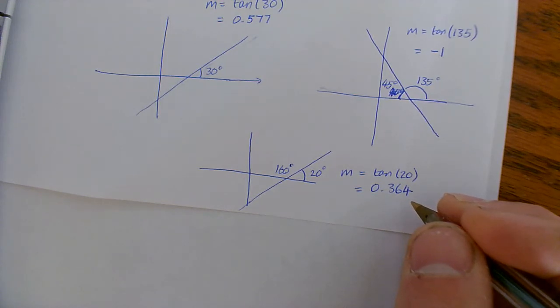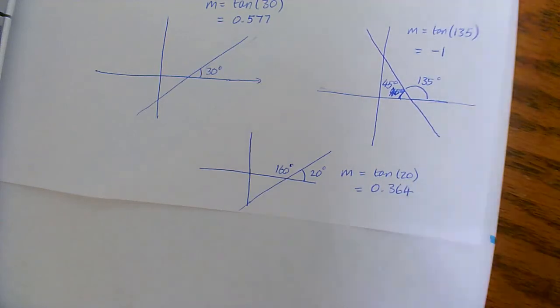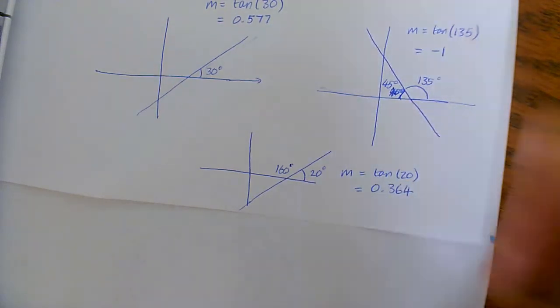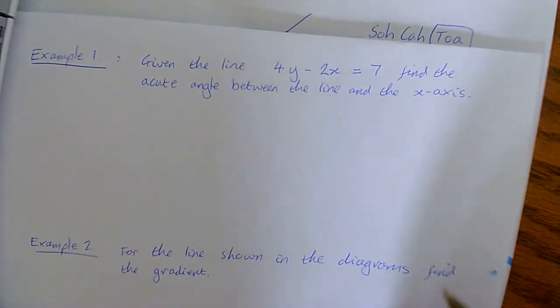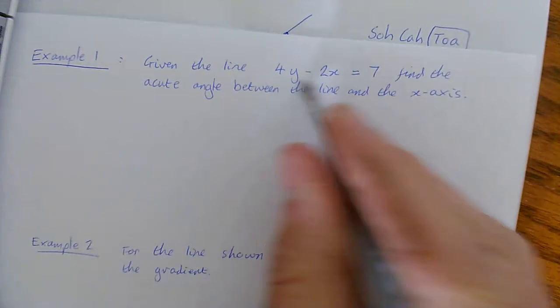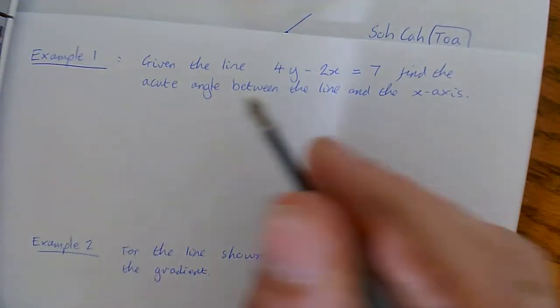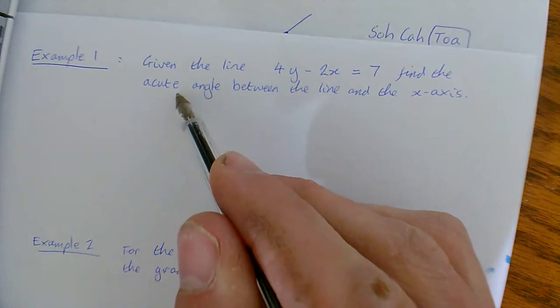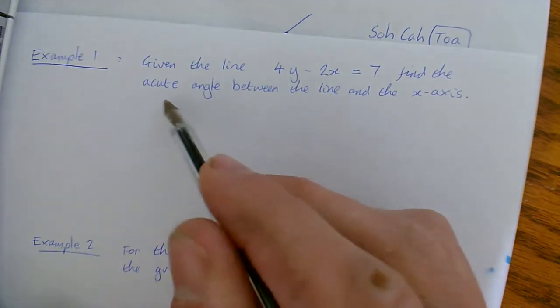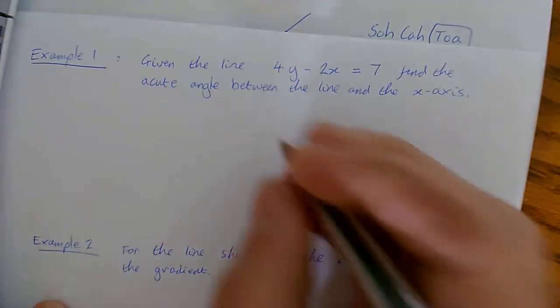So that gives us a process by which we can now work out gradients given the angle. The other direction is exactly the same kind of process. So up here, we're given a line equation, and we've been asked to find the angle between the line and the x-axis, and we're asked to find the acute angle. So we'll have to talk about that in a minute when we get a wee bit further down the line.